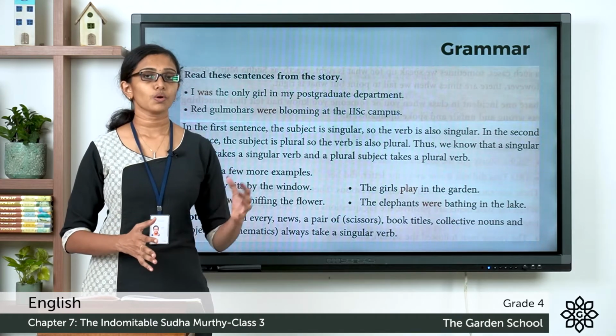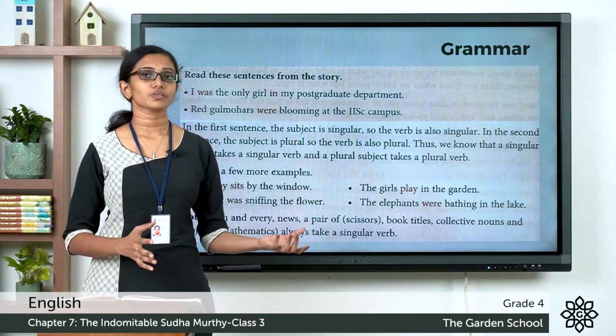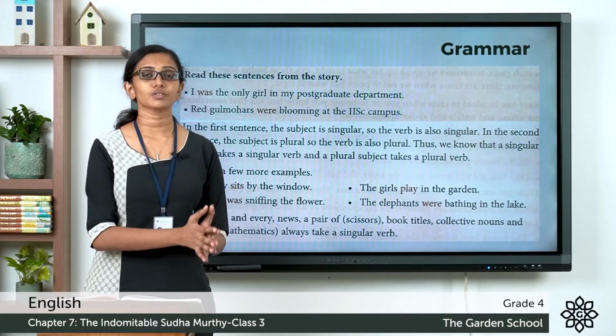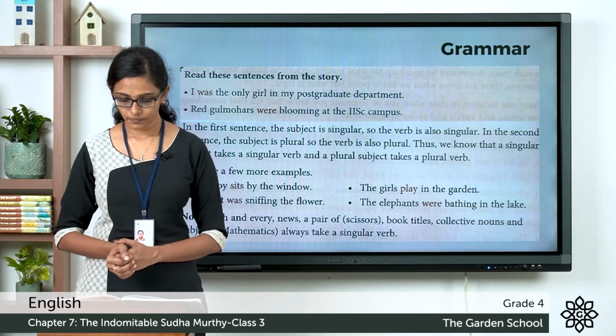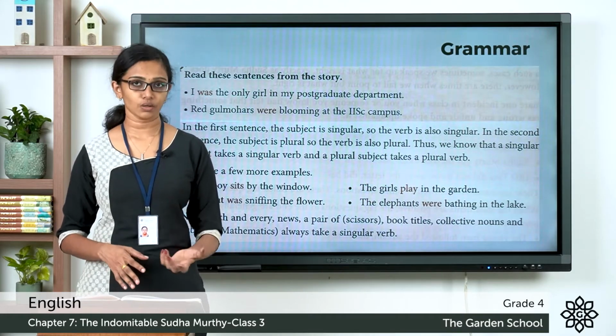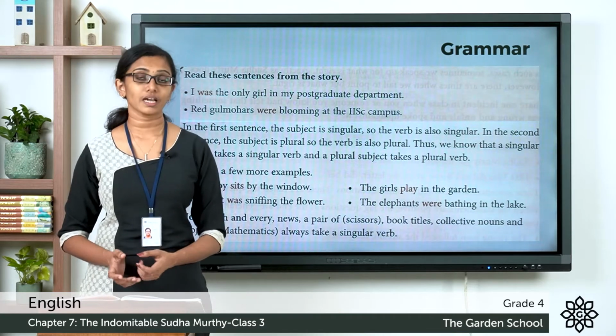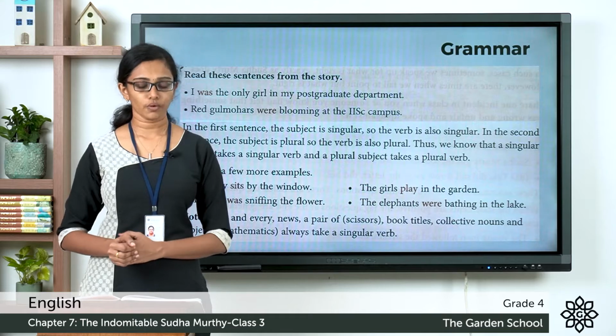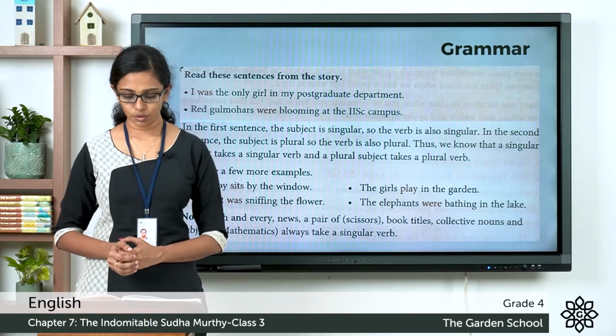So when the subject was singular, the verb was also in singular form, and when the subject is plural, the verb is also given in plural form. Thus, we know that a singular subject takes a singular verb and a plural subject takes a plural verb. I hope it is clear to you. Let's see a few more examples. Here are a few more examples.